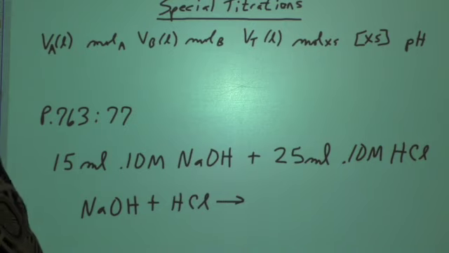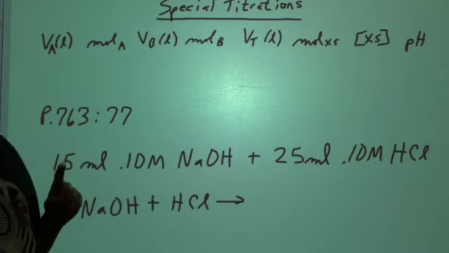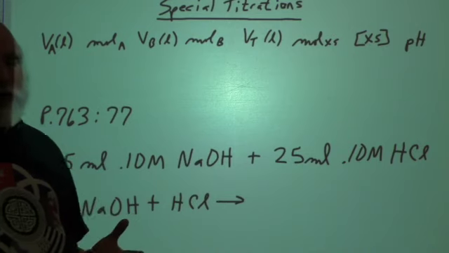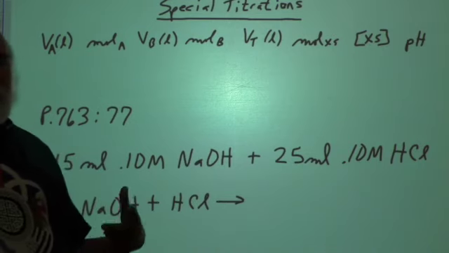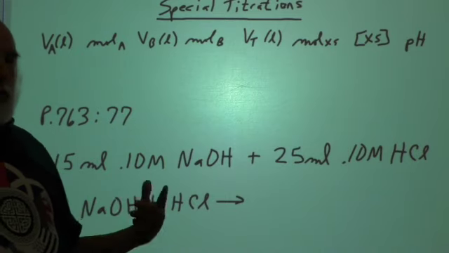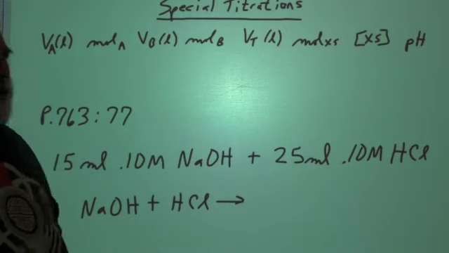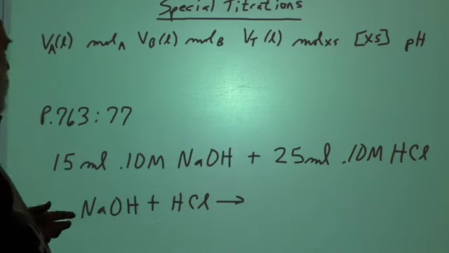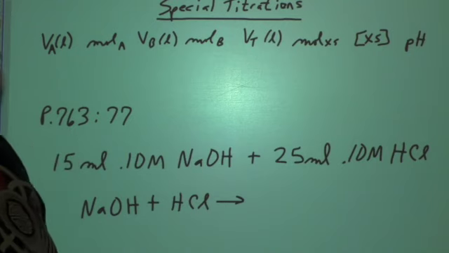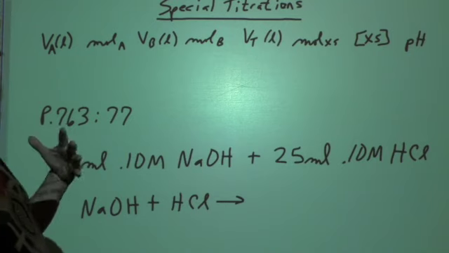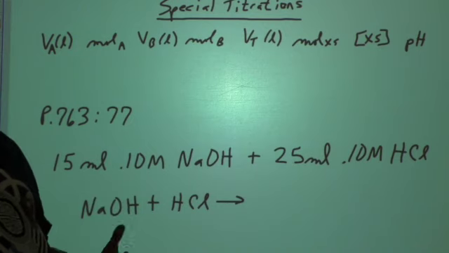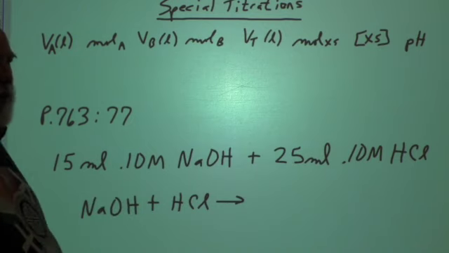Special titrations. What that means is we're not going to do an entire chart, we're just going to do one line. What we need to do is to identify what stage we're in of what type of titration. Now remember, there are 4 types of titration: strong acid-strong base, strong acid-weak base, weak acid-strong base, and weak acid-weak base. And what I've done here is I've done 4 odd-numbered problems on pages 763 and 764.